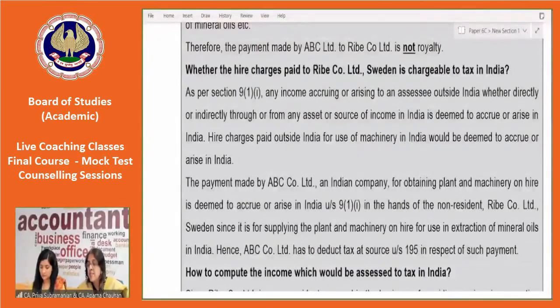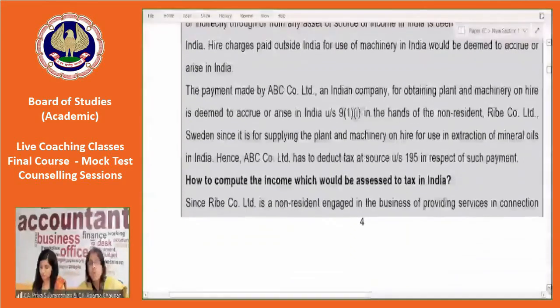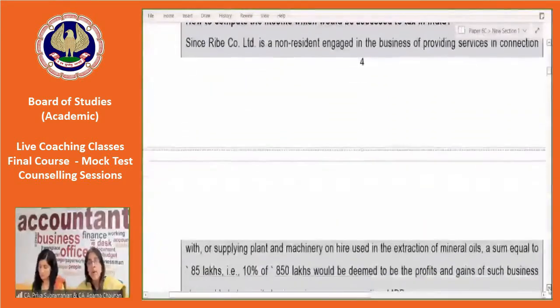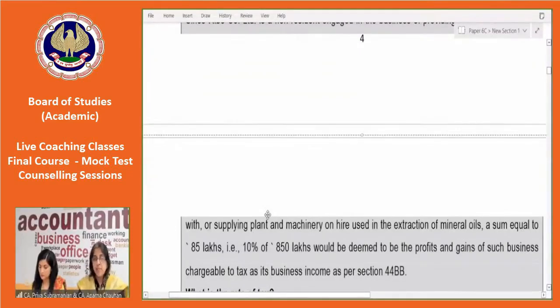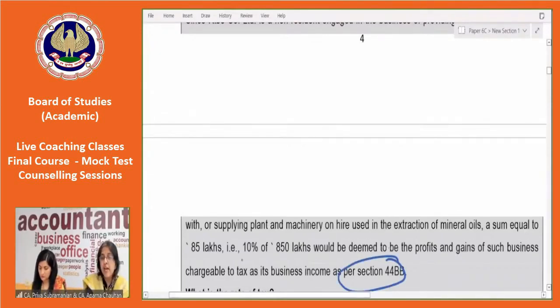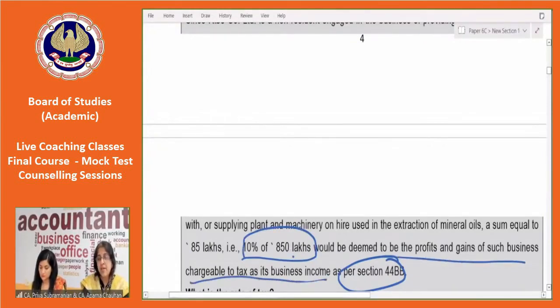Now, how do you assess the income tax in India? How to compute the income? See, it's a non-resident engaged in the business of providing services for supplying plant and machinery on hire for use in extraction of mineral oils. This is covered under 44BB. As we saw, it's covered under section 44BB, which is a presumptive tax provision. 10% of the amount paid, 850 lakh, would be deemed to be the profits and gains of such business chargeable to tax. So 10% of this, which is 85 lakhs, would be the income.